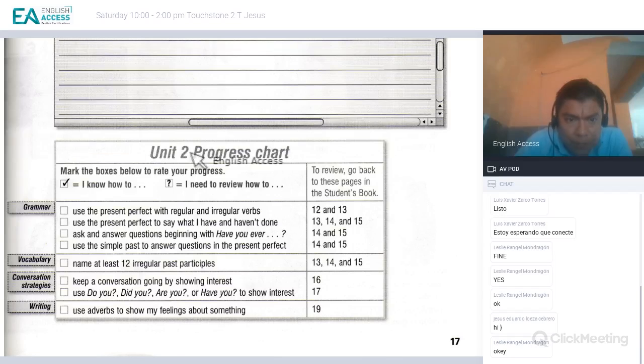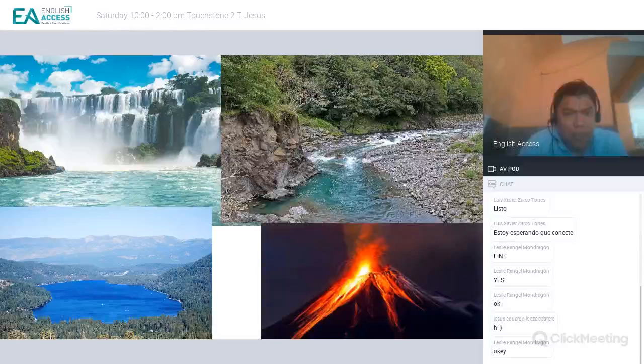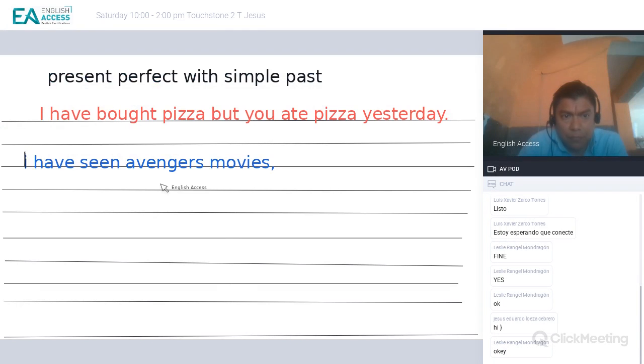So here we go again. Unit 2 progress chart. Use the present perfect with regular and irregular verbs. We just did. We checked it. Okay. Checked. Use the present perfect to say what I have and haven't done. Good. Ask and answer questions beginning with have you ever. Now let's practice that. Here. Now write me an example question.